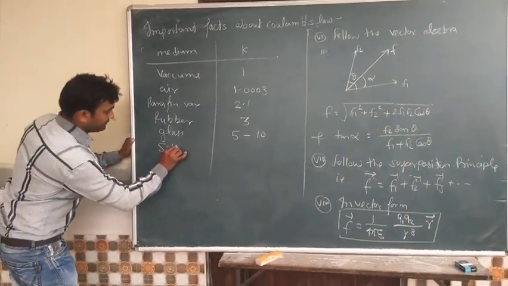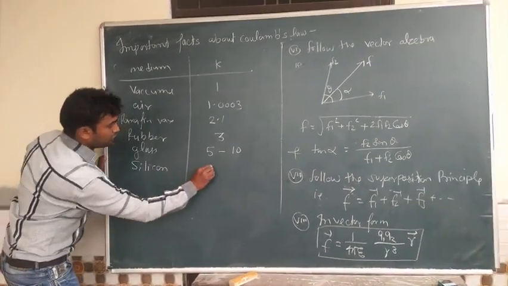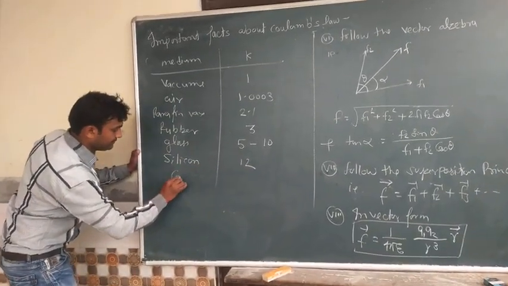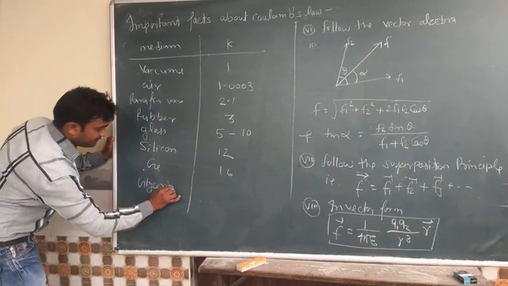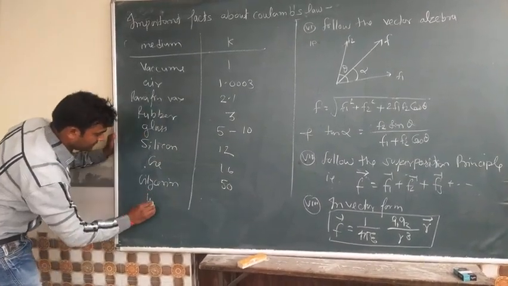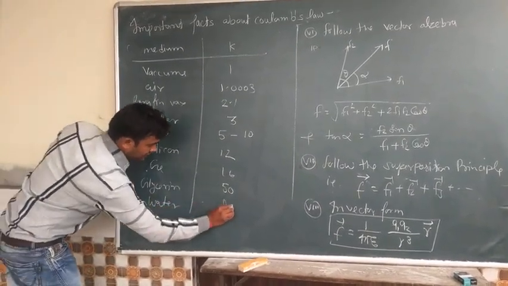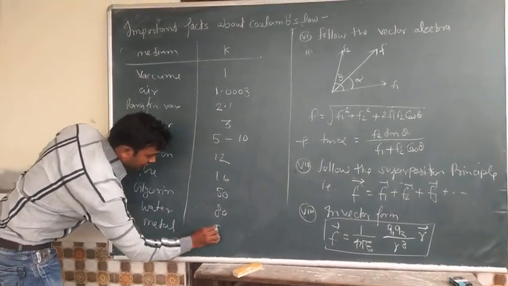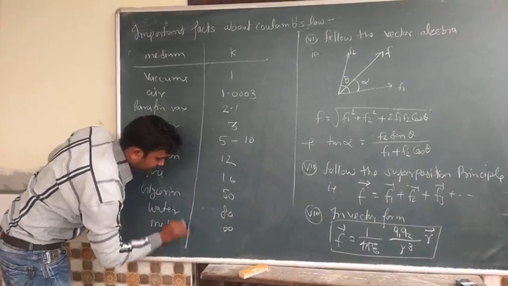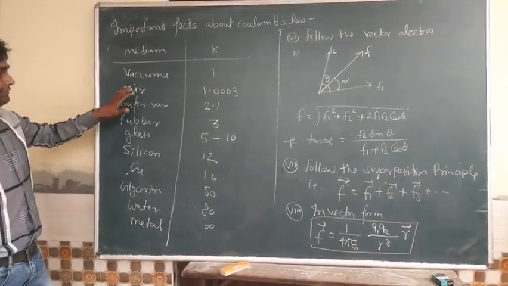Silicon 12, germanium 16, glycerin 50, water 80, and lastly metal, that is infinity. That is the value of K for the different mediums.